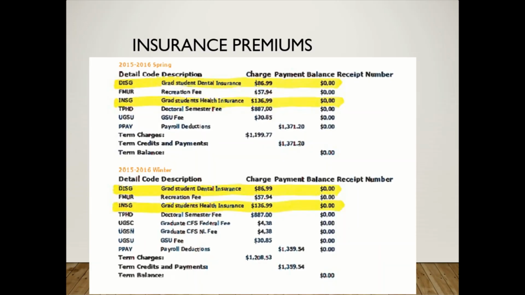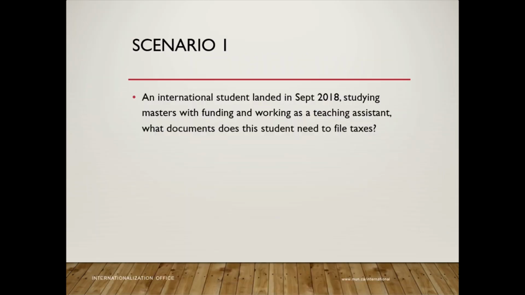Now I'll just cover a few quick scenarios just to brainstorm your mind, to understand what is to be done if you fall in those scenarios. The first scenario is an international student landed in September 2018. Now he or she is studying masters with funding and also works as a teaching assistant. What documents does the student need to file taxes?